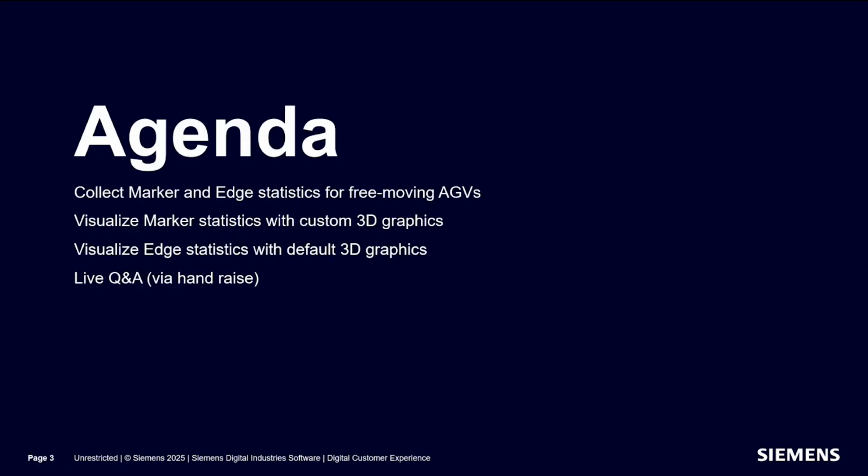So the big 3 steps in today's demo and presentation are collecting marker and edge statistics for free moving AGVs, visualizing marker statistics with custom 3D graphics, visualizing edge statistics with default 3D graphics. And as always, we have our live Q&A at the end of the session.